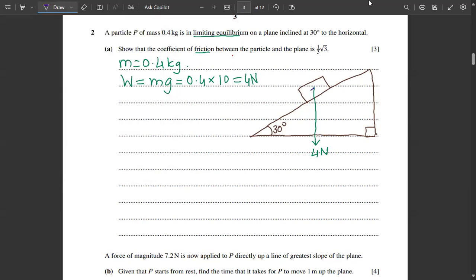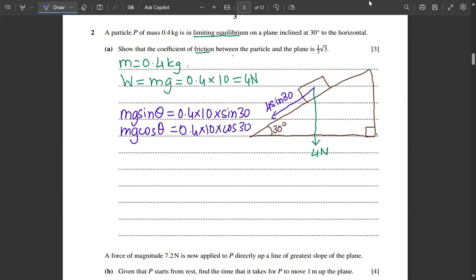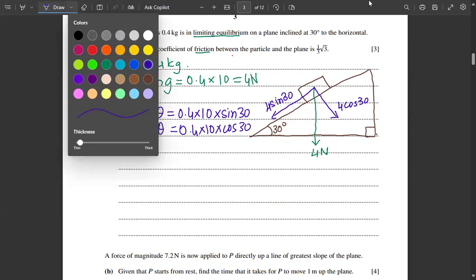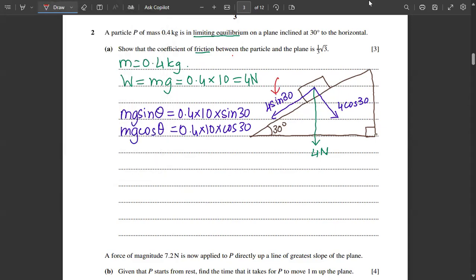So this force will be mg sine theta. So mg sine theta is 0.4 into 10 into sine 30. So this is 4 sine 30. Similarly, the force perpendicular to the slope will be mg cos theta, which is 0.4 into 10 into cos 30. So this is 4 cos 30. Now, because the system is in equilibrium, this downward force needs to be prevented.